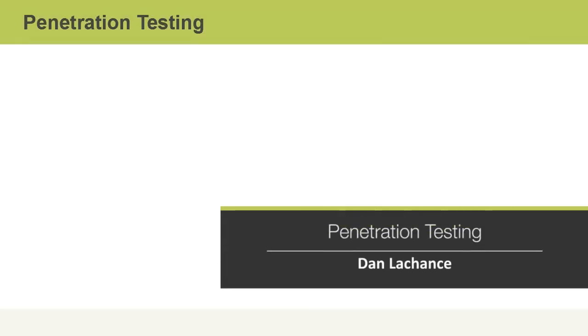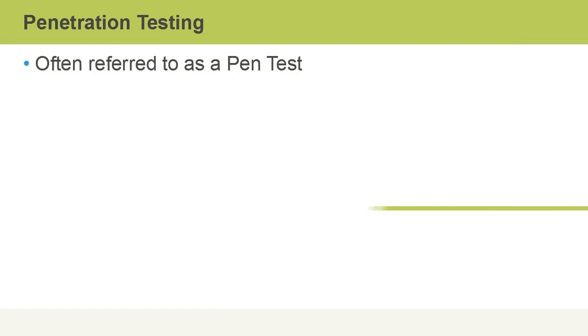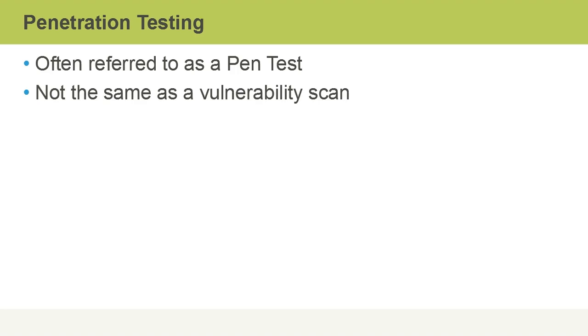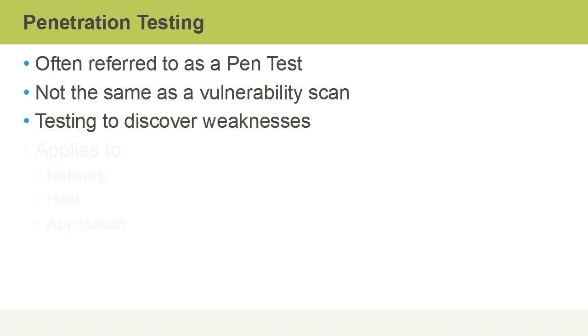In this video, we'll talk about penetration testing. Penetration testing is often referred to as a pen test. However, it's not the same as a vulnerability scan. With a vulnerability scan, we scan a host or a network to identify weaknesses, but none of those weaknesses get exploited. Well, with a pen test, we are exploiting the weaknesses to see what the reaction is from those systems. So, really, a pen test is testing to discover weaknesses and then exploiting those weaknesses.